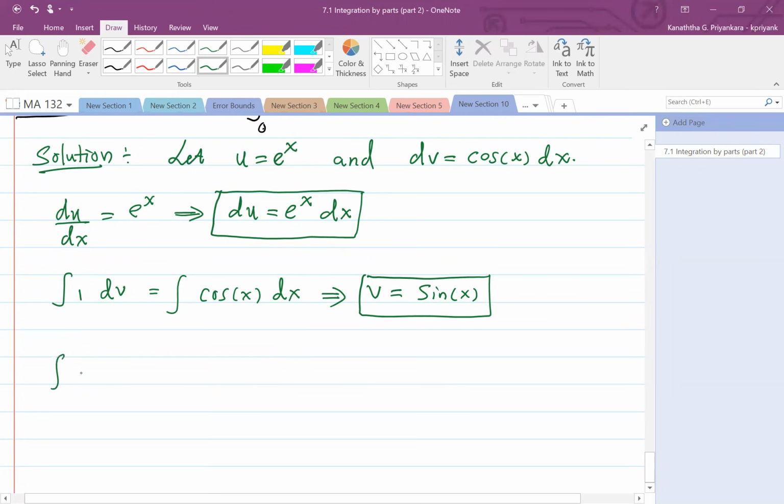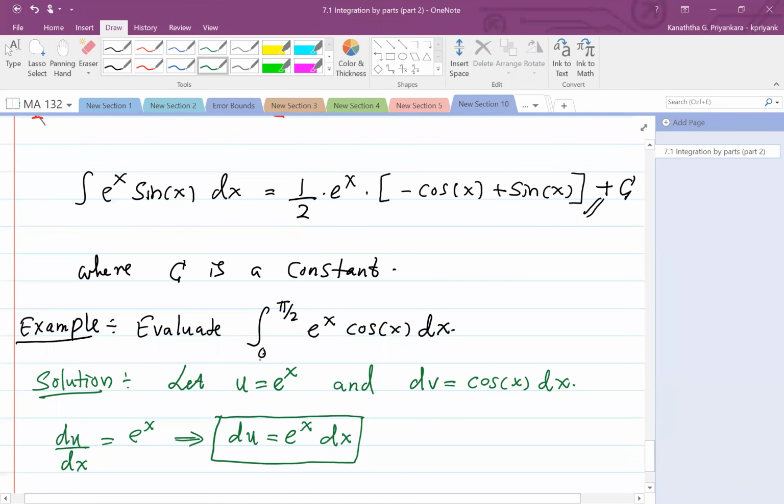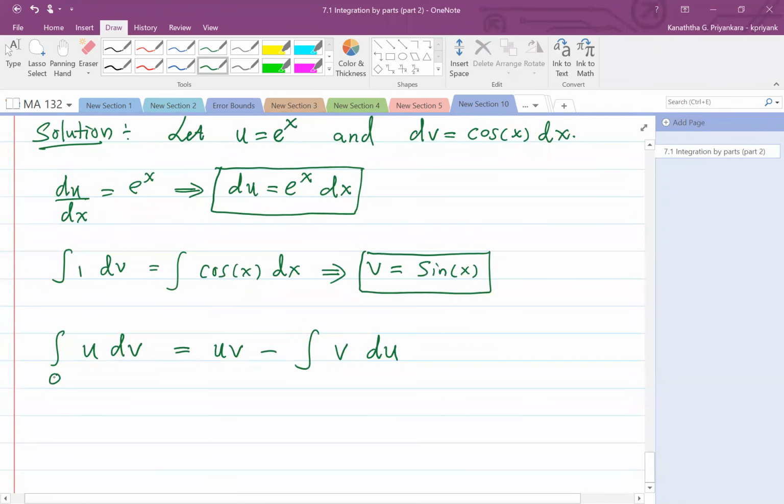Now apply integration by parts. So we have the integral of u dv equals uv minus the integral of v du. So remember, this is a definite integral. So we have these boundaries from 0 to pi over 2, and we have to evaluate uv from 0 to pi over 2, and the integral is from 0 to pi over 2 as well.